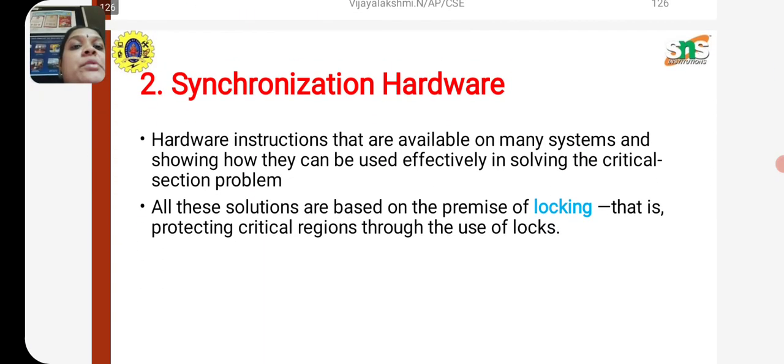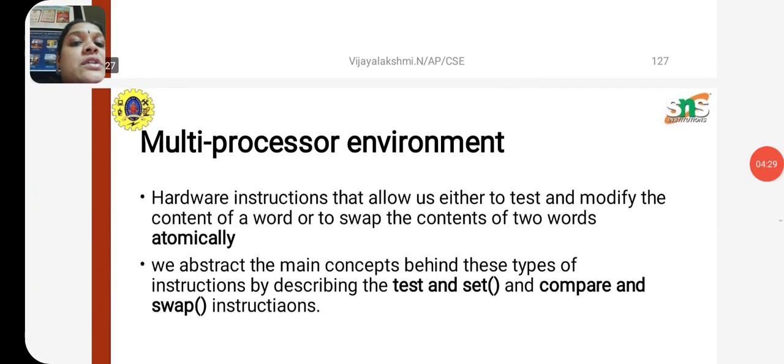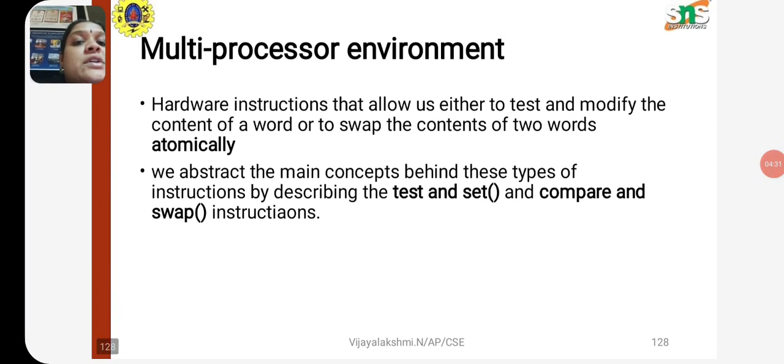The next problem is called synchronization hardware. The solution can be in terms of hardware instructions which are available on many systems and which show how they can be used effectively in solving the critical section problem. Here we are using a concept called locking, protecting the critical section region through the use of locks. So we are going to use a multiprocessor environment.